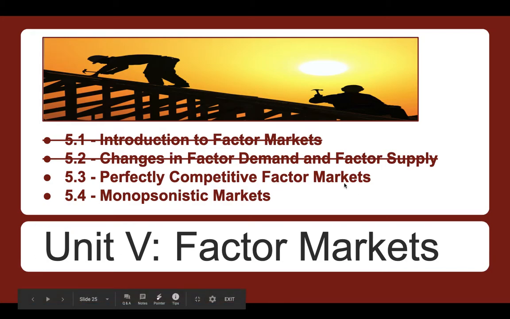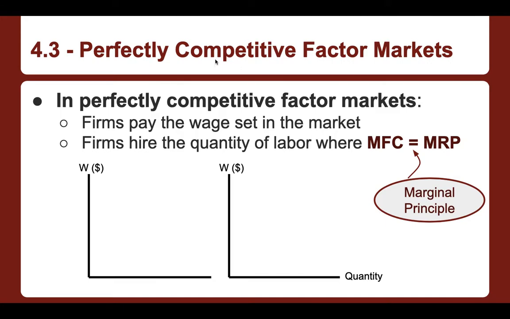Perfectly competitive factor markets. This is one of two types of factor markets we'll see, the other being a monopsony, and we'll look at that in section 4. So, in a perfectly competitive factor market, or PCFM, we'll abbreviate it, we have individual firms who are not producers, they're actually consumers in this case. Right? So there's two big things we need to know about these individual firms.